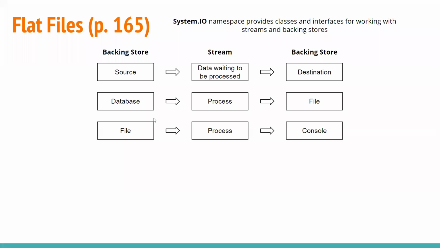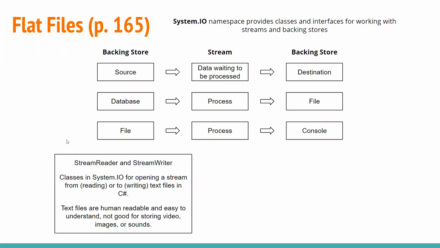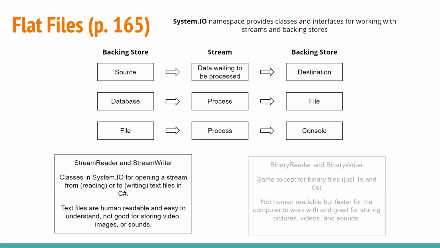Exactly, videos are a big one, but also images and sounds. It doesn't make sense at all to represent those in text files, because no human can read that anyway. How would you represent a video in a text file? You would have a long line of bits, lots of bits, but it's pointless storing that in a text file. So when we're storing that kind of data, we use BinaryReader and BinaryWriter, which is exactly the same as for text files, except with binary. So it's ones and zeros.